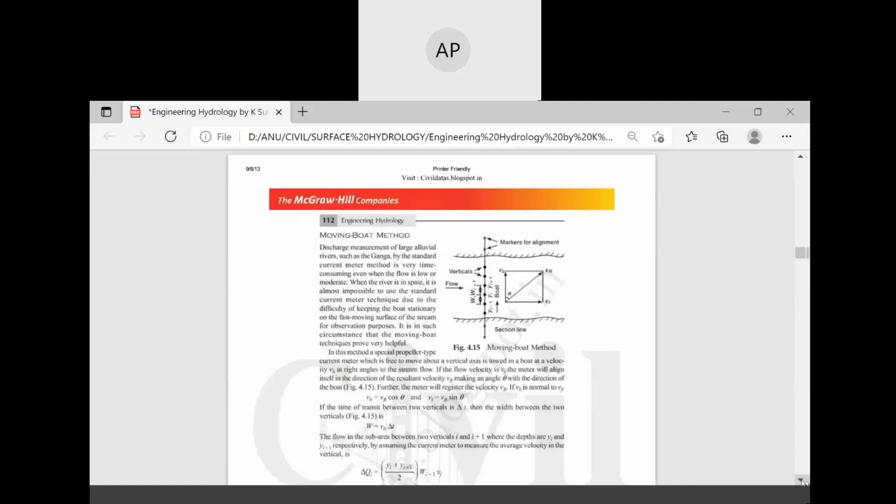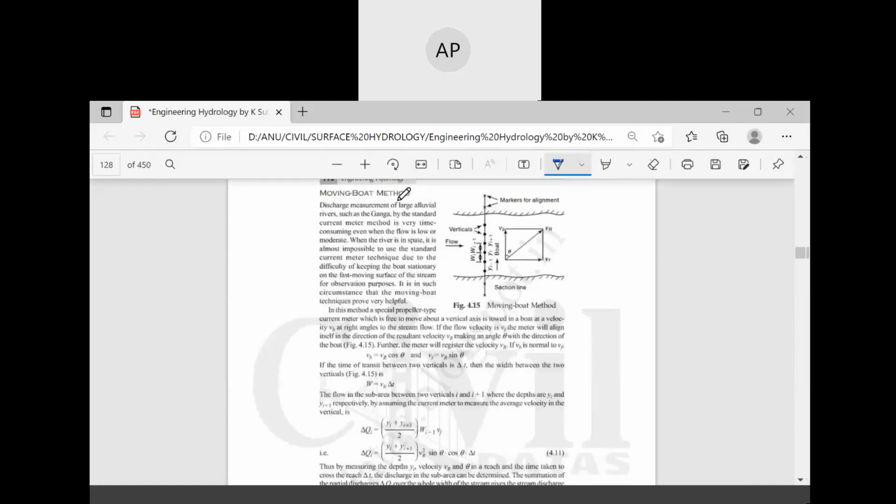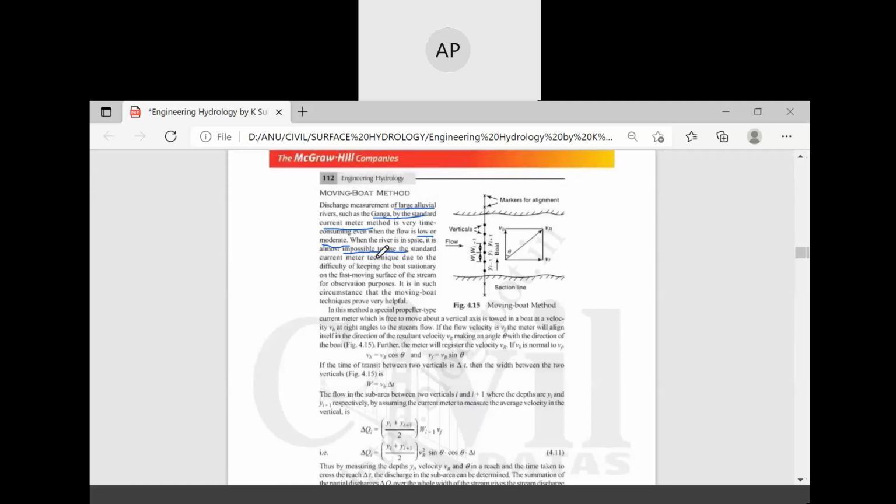And moving boat method. In this method, discharge measurement of large alluvial rivers such as Ganga with the standard current meter method is very time consuming even when the flow is low or moderate. When the river is in spate, it is almost impossible to use the standard current meter technique due to the difficulty of keeping the boat stationary on the fast moving surface of the stream.